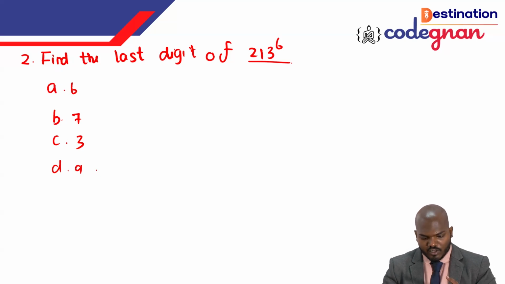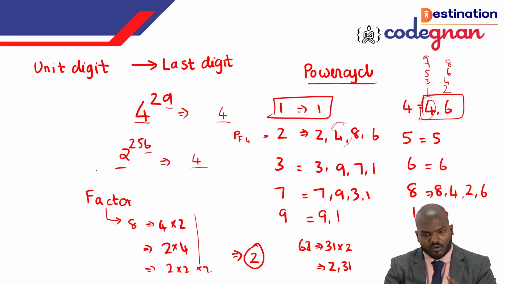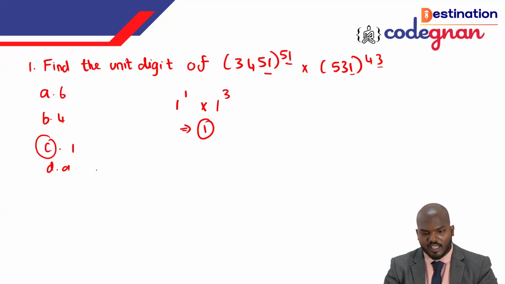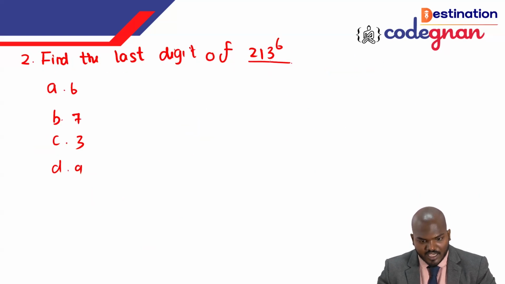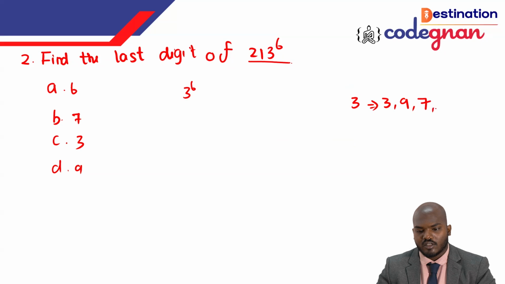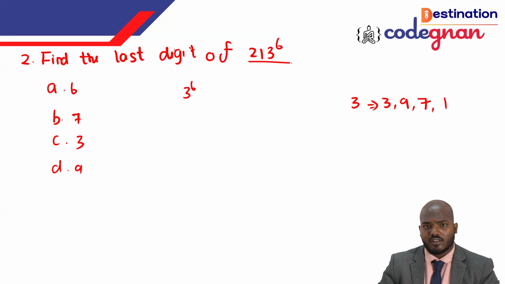Before that, you must write down the power cycle of 3, how it is generating here. The last digit is ending with 3 and we have the power of 6. So 3 power 1 is 3. 3 square is 9. 3 cube is 27, so 7 is the last digit. 3 power 4 is 81, so the last digit is 1.